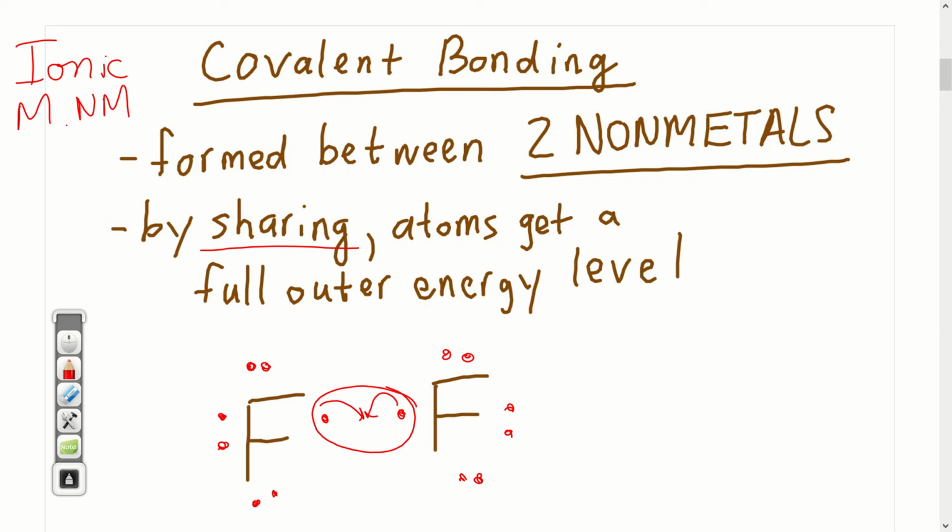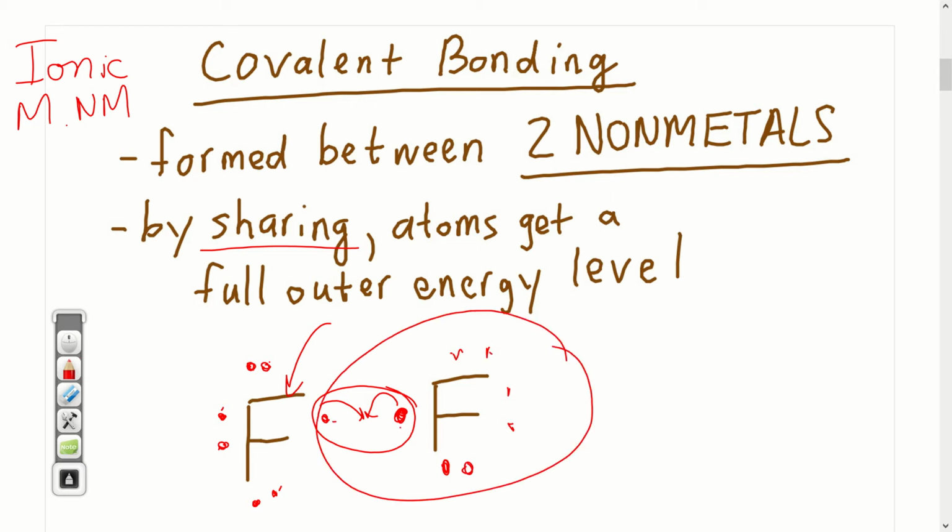I can't really do it on the board, but if I cover this one up and count the dots around this fluorine now, it's 1, 2, 3, 4, 5, 6, 7, 8. So that one has a full outer energy level now. If I look at the other side that I had to erase, this fluorine also has 8 valence electrons. It now has a full outer energy level.